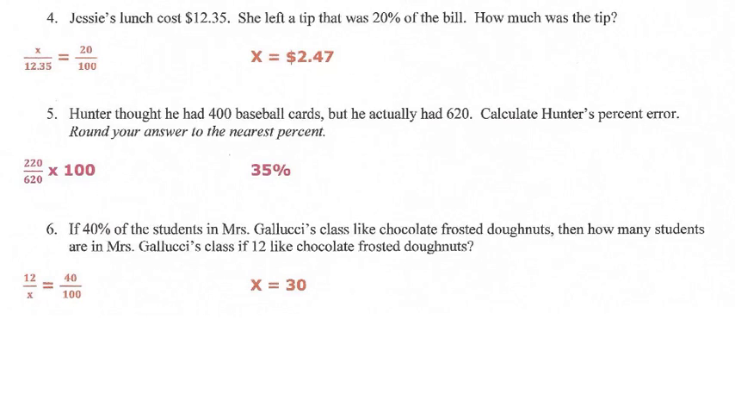Number 6. If 40% of the students in Mrs. Galucci's class like chocolate frosted donuts, then how many students are in Mrs. Galucci's class if 12 like chocolate frosted donuts? So here you set up your proportion. Is over of equals percent over 100. You calculate and solve for X, and X is equal to 30.